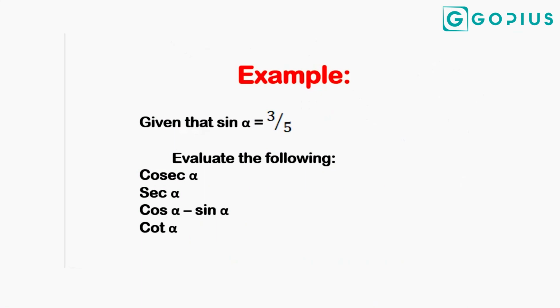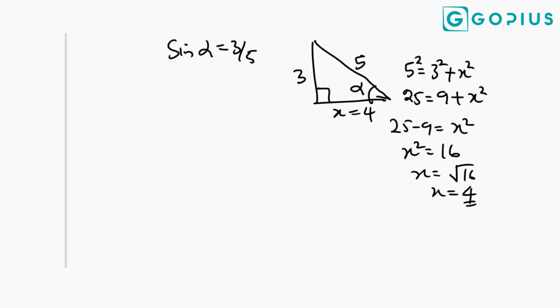Now back to our question, we're asked to evaluate cosec alpha, sec alpha, cos alpha minus sine alpha, and of course cot alpha. The first one is cosec alpha, and cosec is the inverse of sine. So cosec alpha means 1 over sine alpha, which was 3 over 5. Inverse of 3 over 5 means we turn the fraction upside down, so it gives us 5 divided by 3.